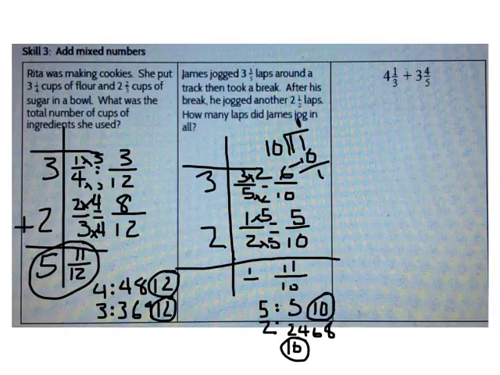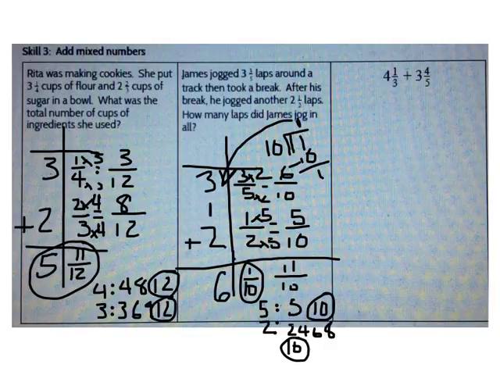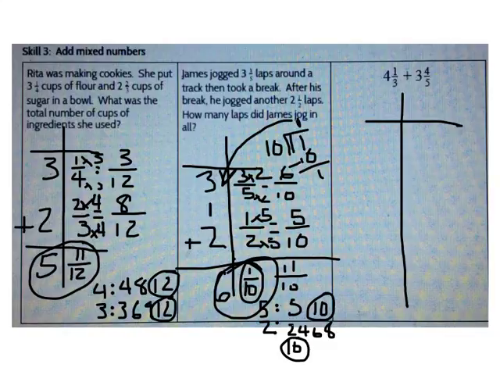So the fraction I have left over is 1/10 with 1 whole that I can move to my whole number side. What's 3 plus 1 plus 2? It's 6. So my answer is 6 and 1/10. Don't forget to change any improper fractions into mixed numbers. Now you try one. What's 4 1/3 plus 3 4/5? Go ahead and draw that into your T-chart and solve now.